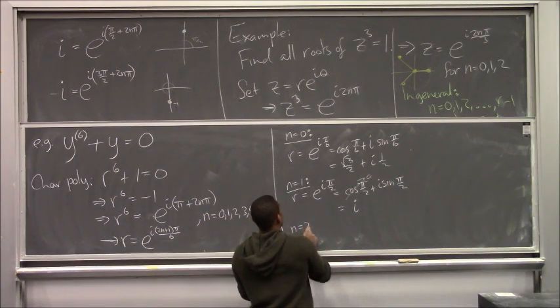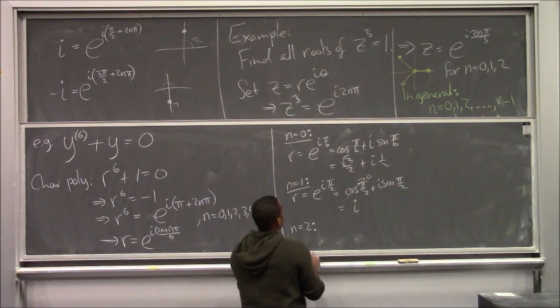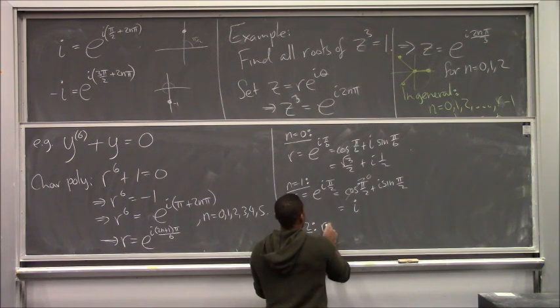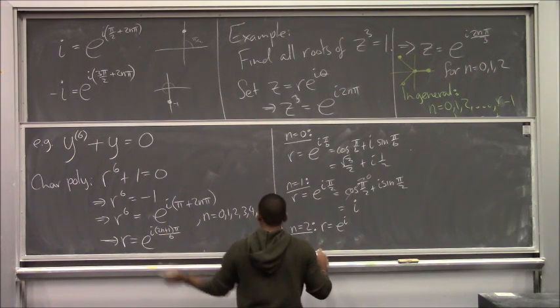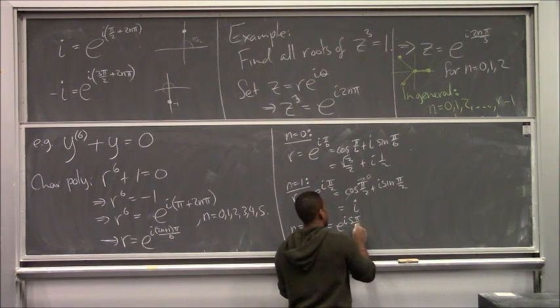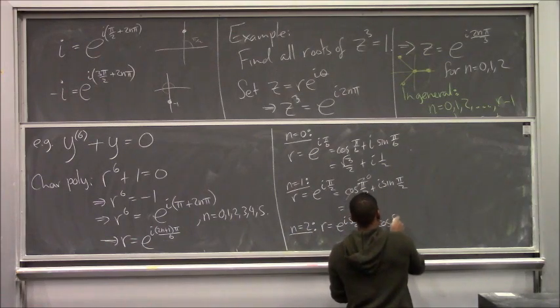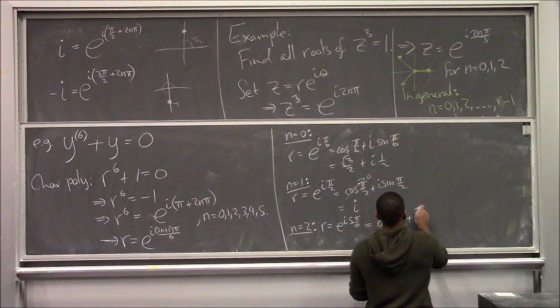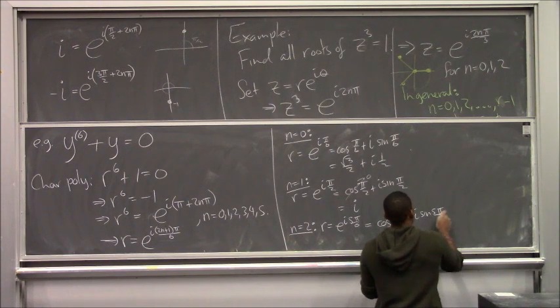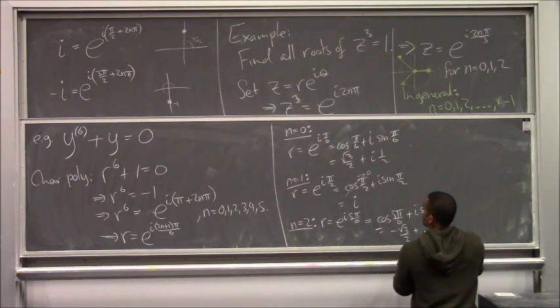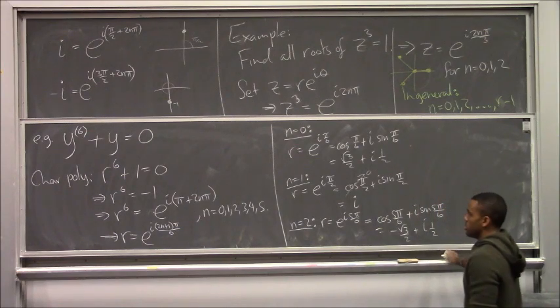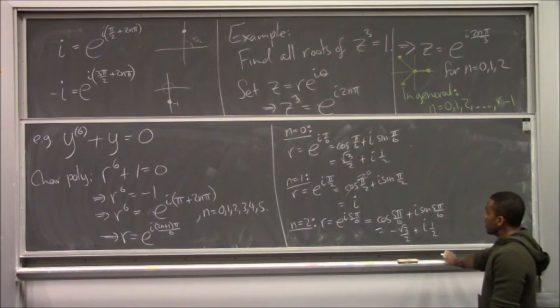If I look at n equals 2, this means that r is equal to e to the i, plug in 2 here, that would be 5 pi over 6. That is cosine of 5 pi over 6 plus i sine of 5 pi over 6. Cosine of 5 pi over 6 is minus radical 3 over 2, i sine of 5 pi over 6 is still 1/2. Now what you will notice is I am missing 3 roots.